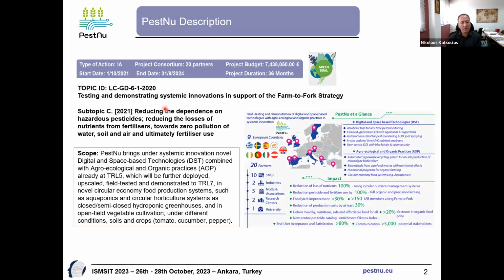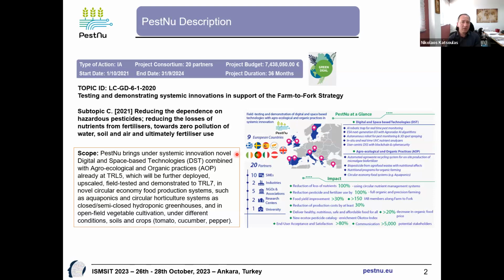So in the frame of this work, we are trying to bring under systemic innovation novel digital and space-based technologies and combine them with different agroecological and organic practices that are already at a high TRL, technology readiness level, from 5 to 7, and demonstrate them in practical, commercial conditions, so that a novel circular economy food production system is developed and demonstrated.